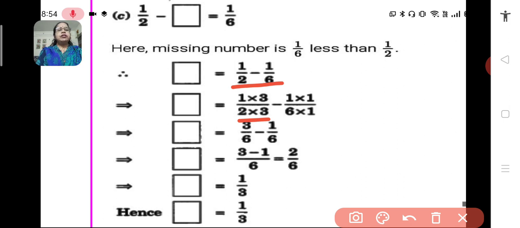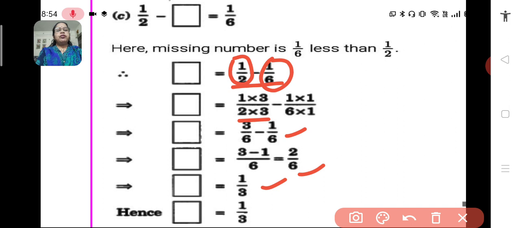So the first fraction will be multiplied by 3, and the next fraction has 6 as the denominator, so we don't have to change it. So what do we get? We get 3 upon 6 minus 1 upon 6, and the result is 2 upon 6. 2 upon 6 can be reduced to the lowest form, that is 1 upon 3.